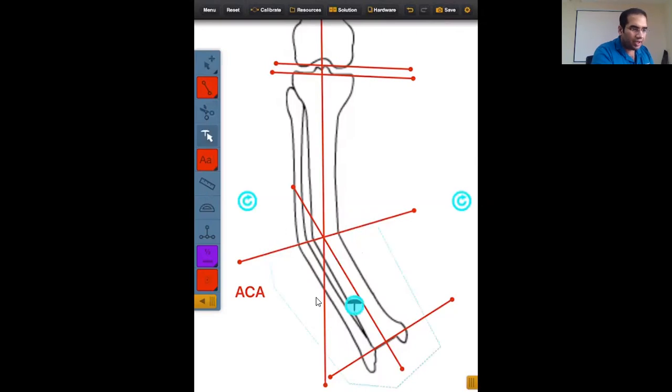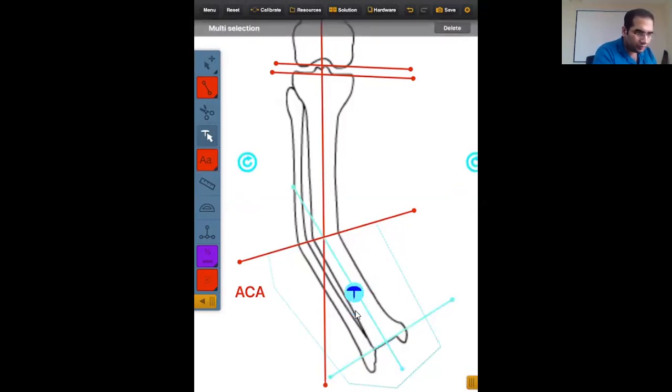So I have done an osteotomy along my angulation correction axis. I took an oscillating saw in my hand, and I cut the bone like this. Afterwards, I placed my hinge here.